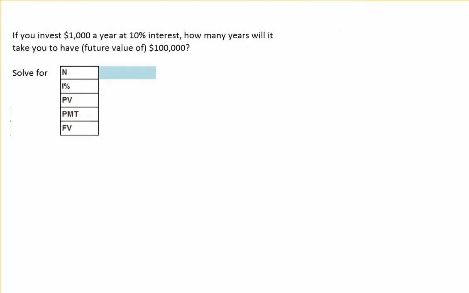Let's go ahead and see how we would solve for the number of periods and interest rates for future value of annuities. If we have $1,000 a year to invest at 10% interest, how many years will it take to have a future value of $100,000?